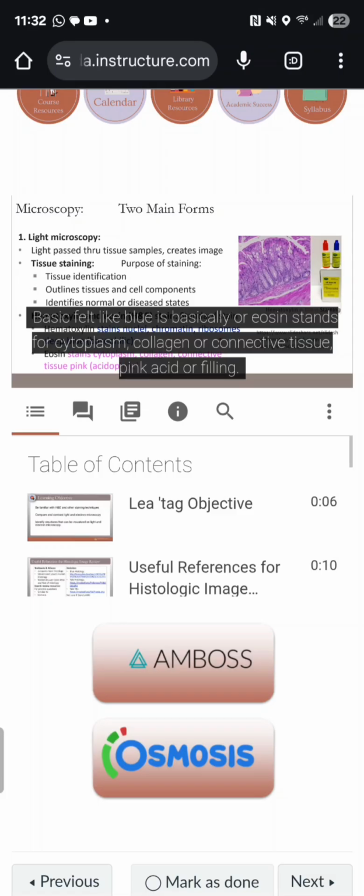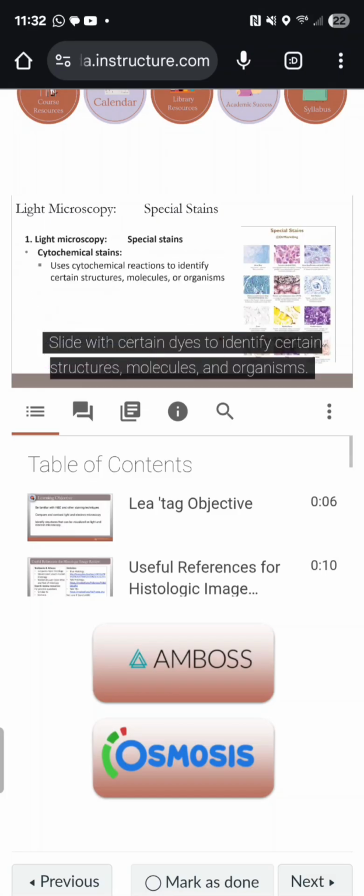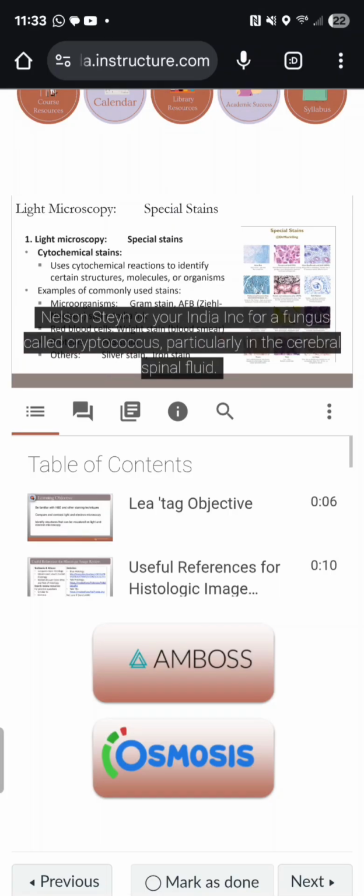tissue pink, acidophilic. Aside from H&E staining, you can have cytochemical stains, where cytochemical reactions occur on the glass slide with certain dyes to identify certain structures, molecules, and organisms. Examples of some commonly used stains that can help identify microorganisms are your Gram stain, your AFB for TB, Ziehl-Neelsen stain, or your India ink for a fungus called Cryptococcus, particularly in the cerebrospinal fluid.